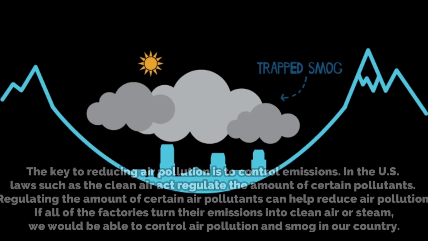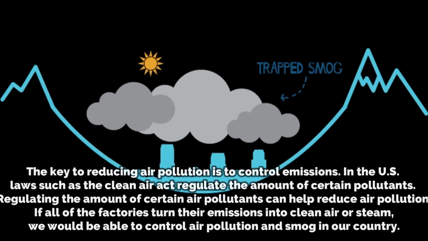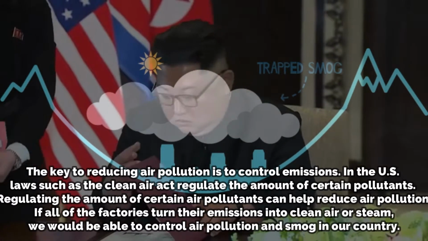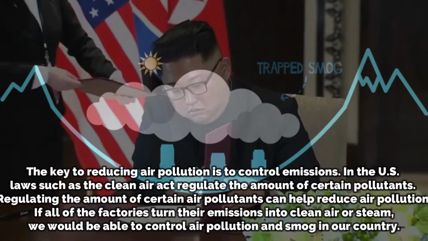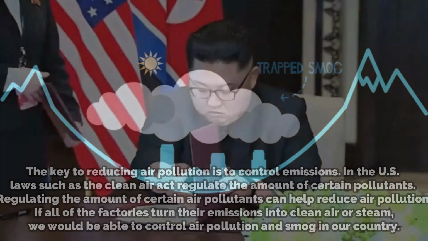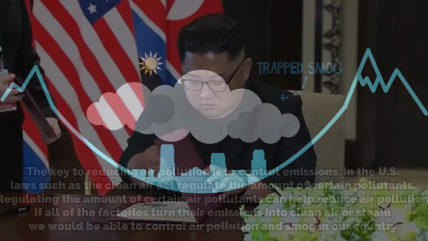In the U.S., laws such as the Clean Air Act regulate the amount of certain pollutants. Regulating the amount of certain pollutants can help reduce air pollution. If all of the factories turned their emissions into clean air or steam, we would be able to control air pollution and smog in our country.